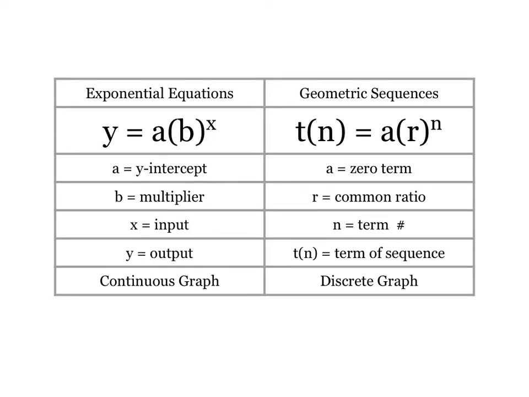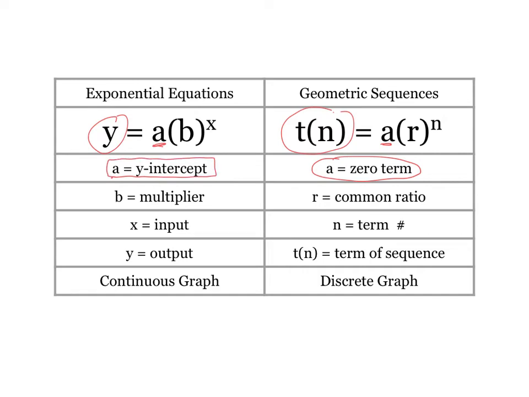Recall our last unit on geometric sequences. You'll notice that exponential equations and geometric sequences have very similar equations. Instead of t of n in geometric sequences, we have y equals, okay? And then notice that they both have an a that comes next, and in sequences, a was the zero term. In exponential equations, a is going to be the y-intercept, okay?